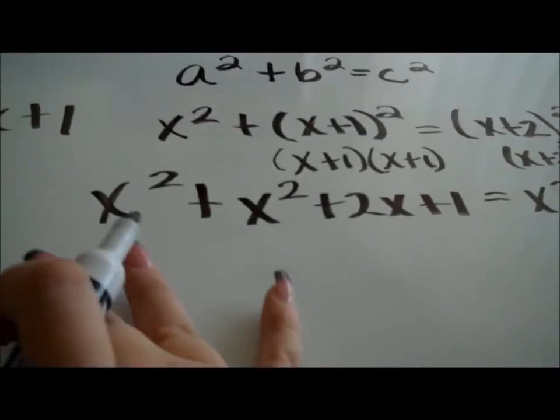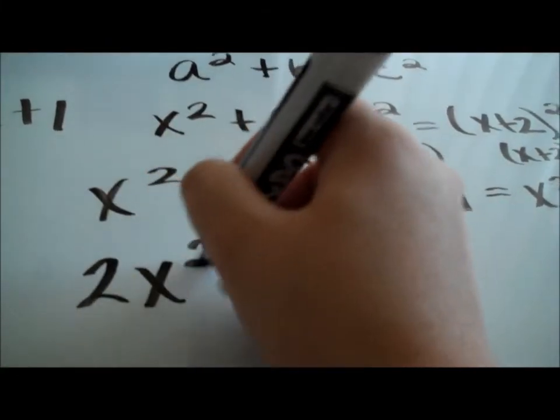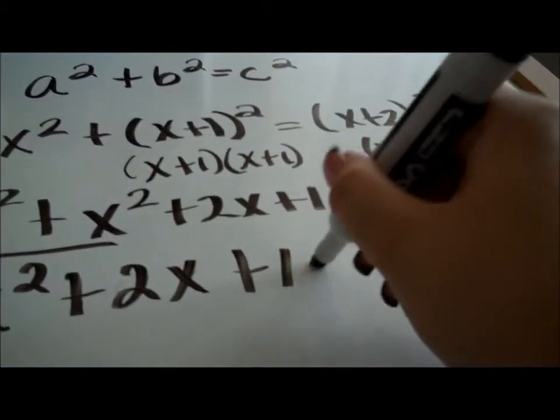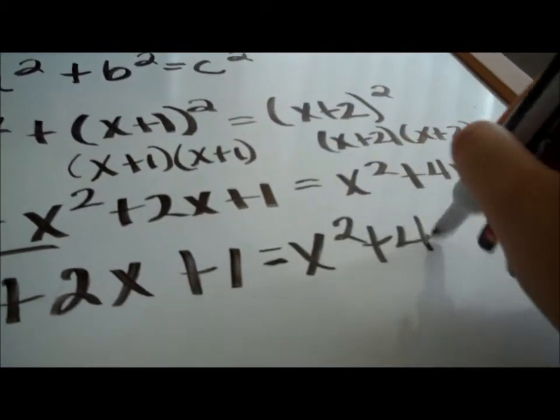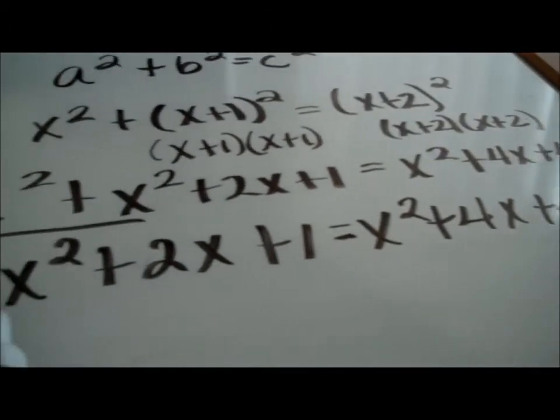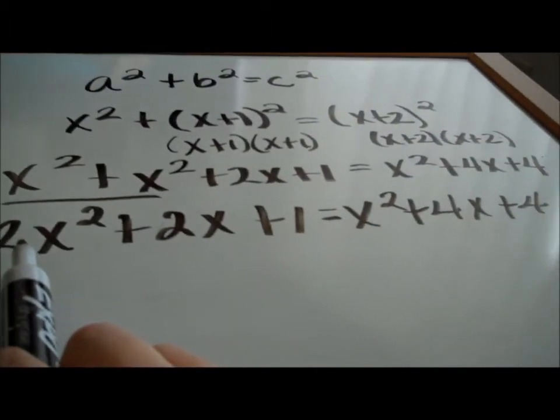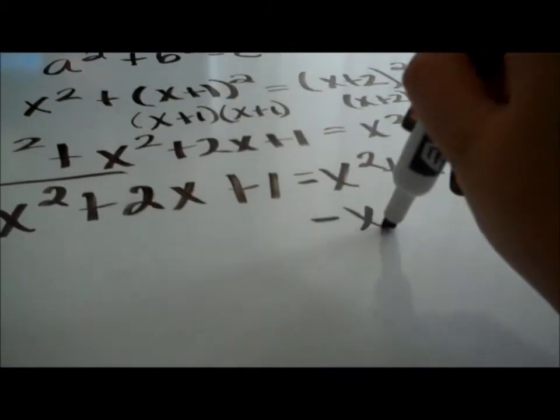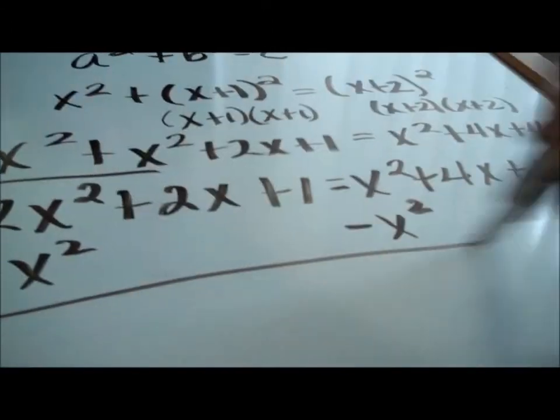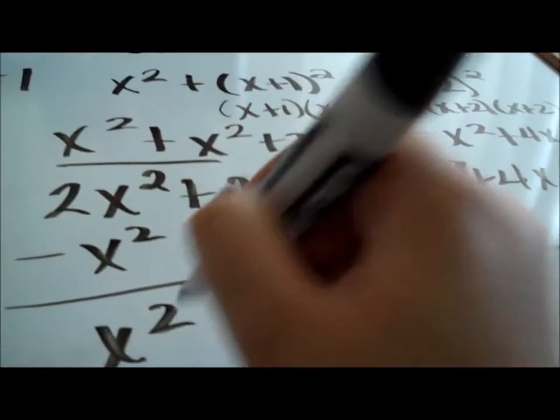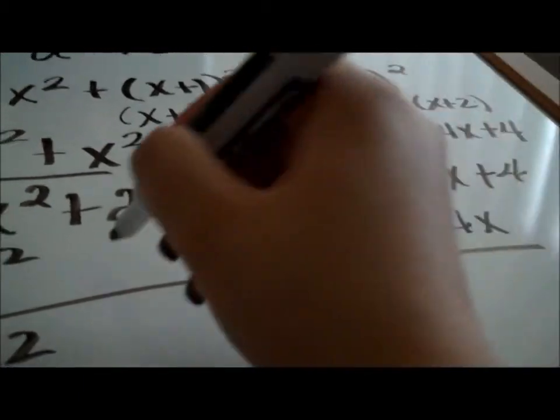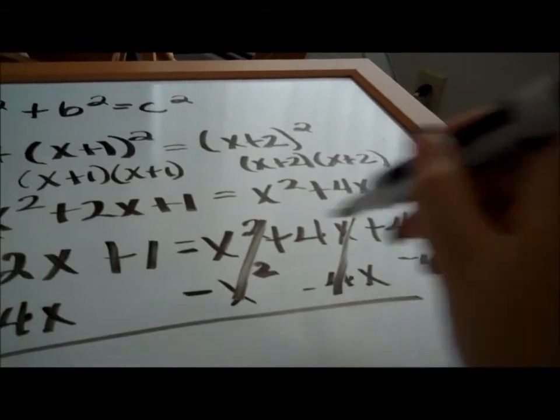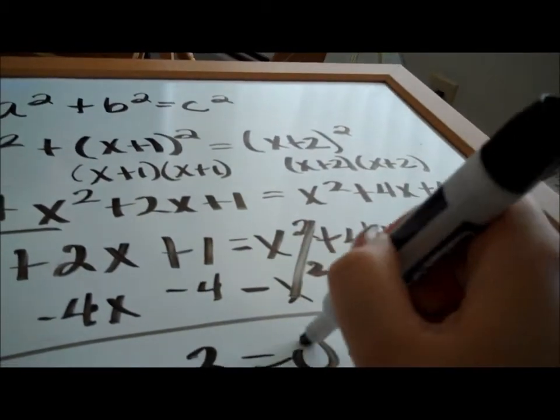Okay, so we need to simplify here. There are two x squareds, 2x squared plus 2x plus 1, so we combine like terms there, equals x squared plus 4x plus 4. Since this has more x squareds over here to the right hand side, we're actually going to subtract everything from the right hand side to the left hand side. So minus x squared, minus x squared, so I get x squared. I'm going to subtract 4x, I get a negative 2x. Minus 4, I get negative 3 equals 0.